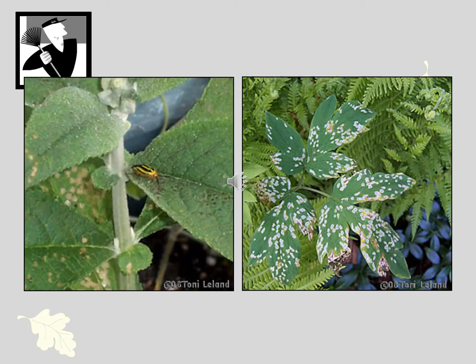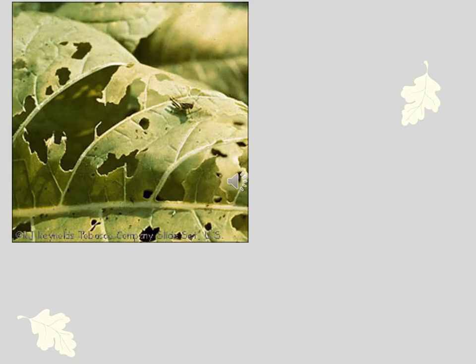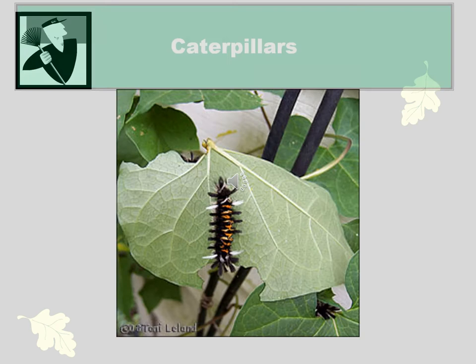That's a good way to prevent those ants from causing all these secondary problems like aphids. The four-lined plant bug, you can see it in the picture on the left, can cause that stippled, spotted, transparent circles that look like all the leaf tissue almost completely got eaten away almost overnight. Of course, grasshoppers, the very young stages that are really tiny, like in the upper left picture, and the larger ones in the lower right, can cause big damage to plants, eating leaves and damaging them.